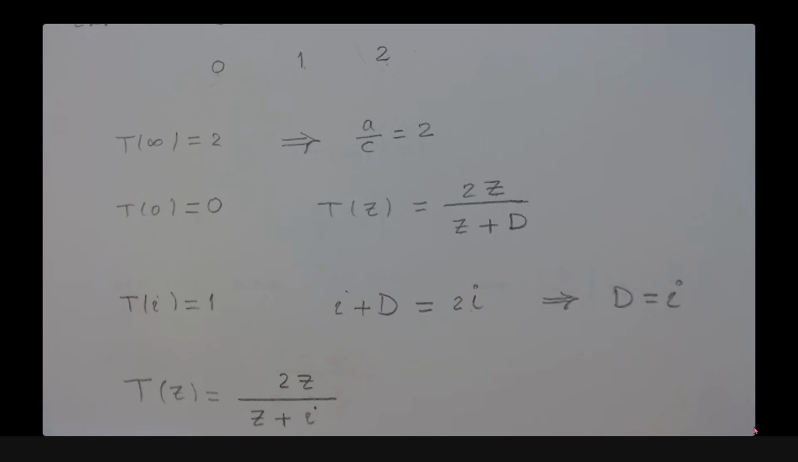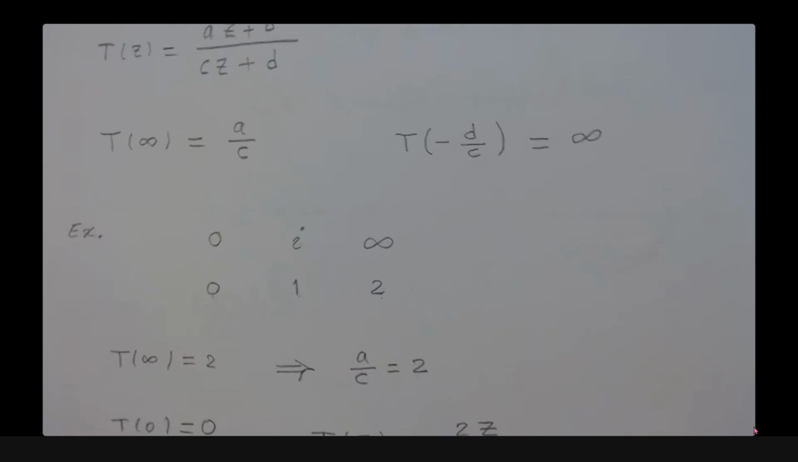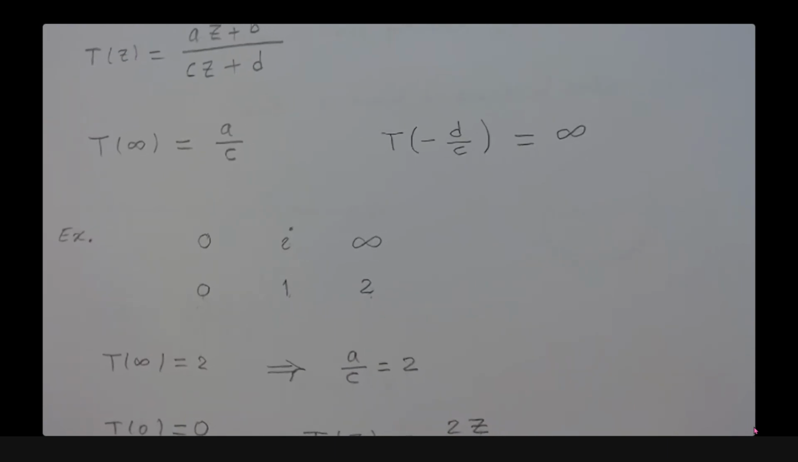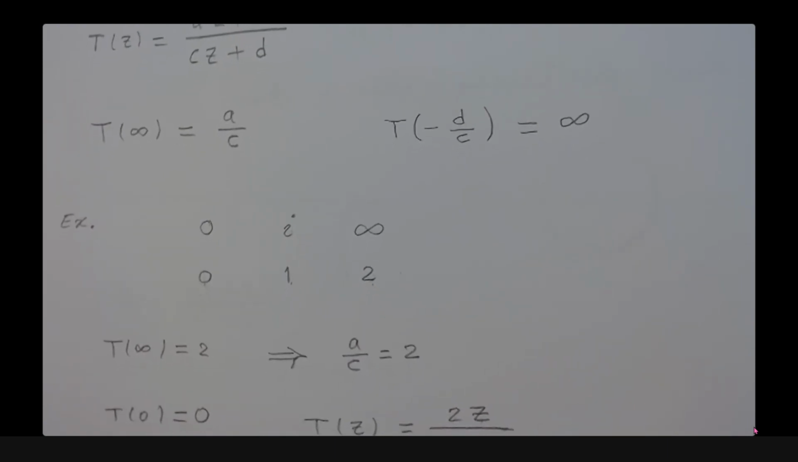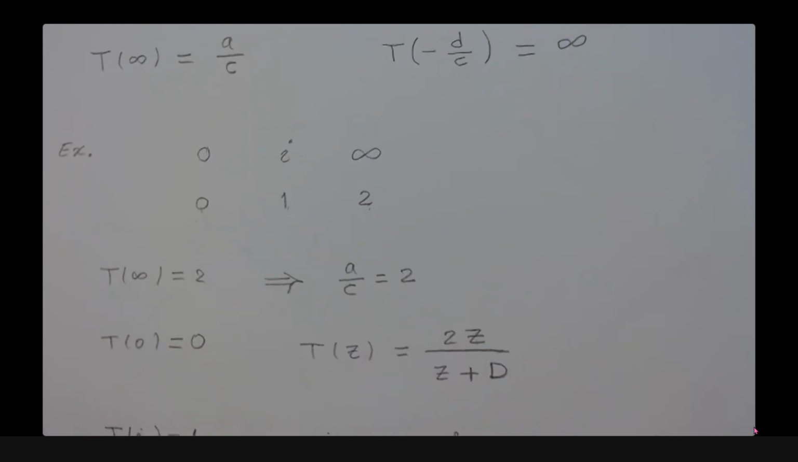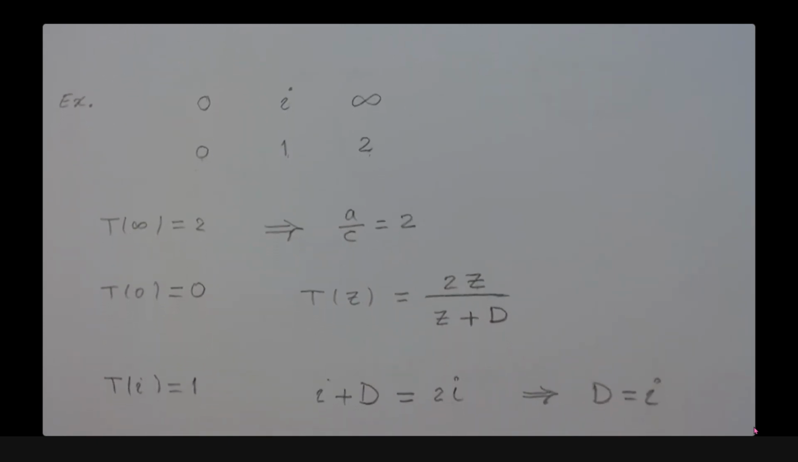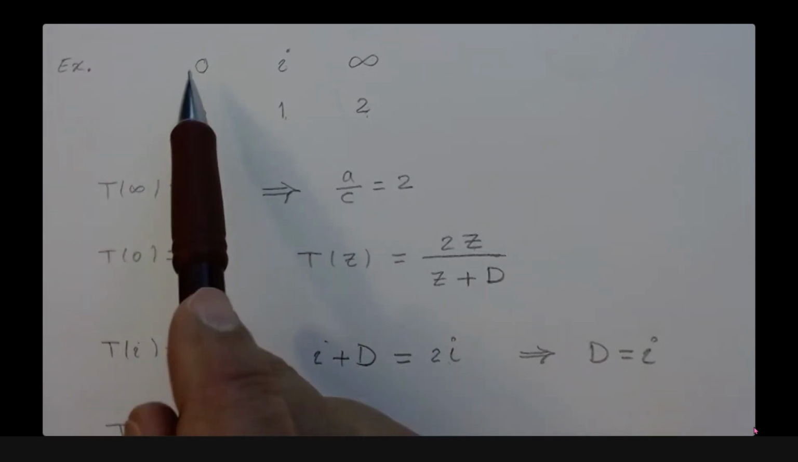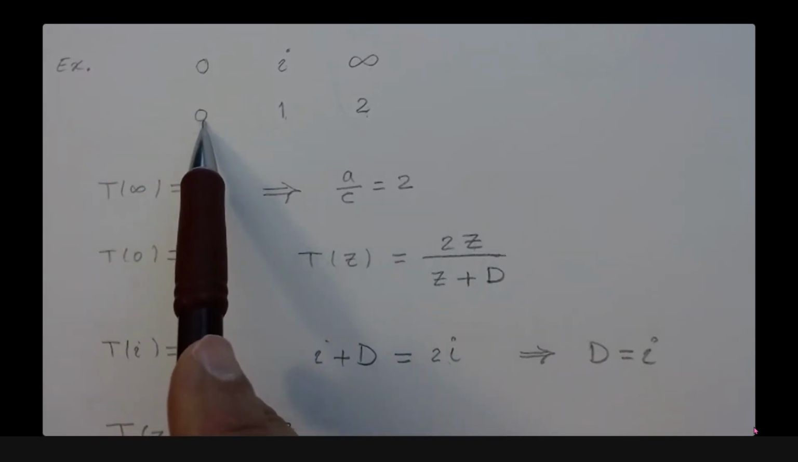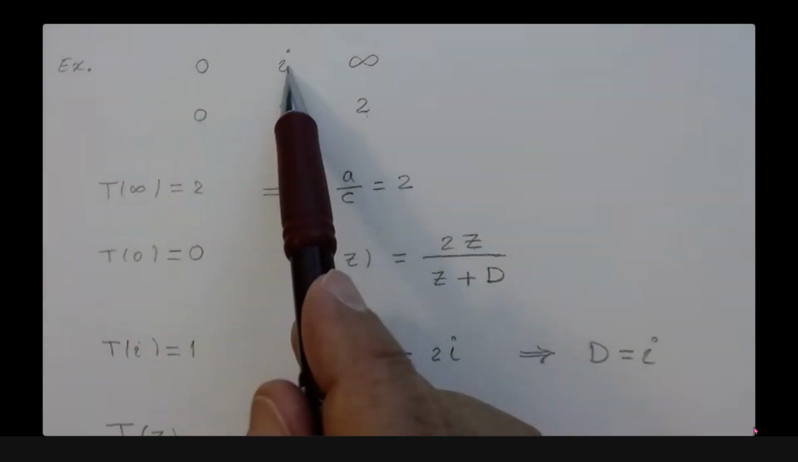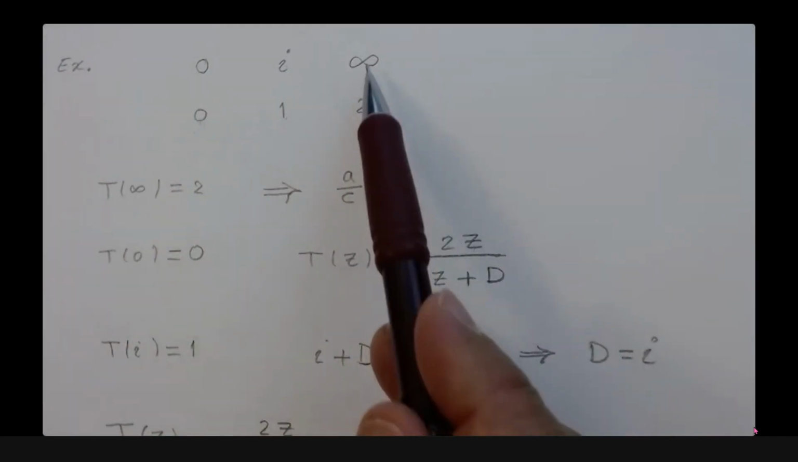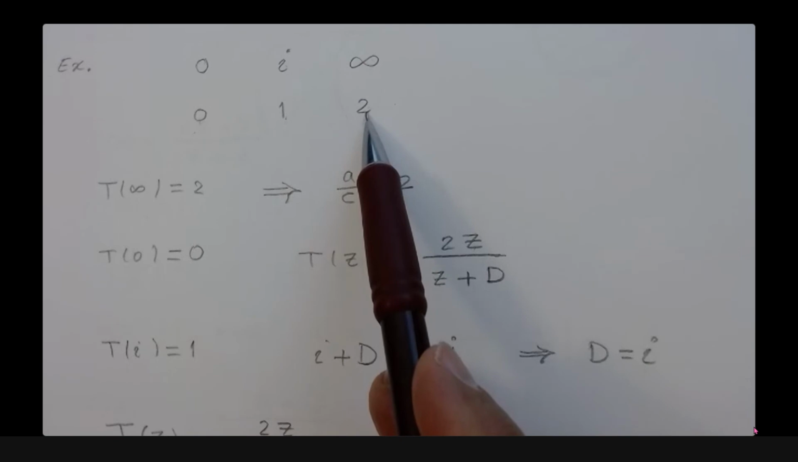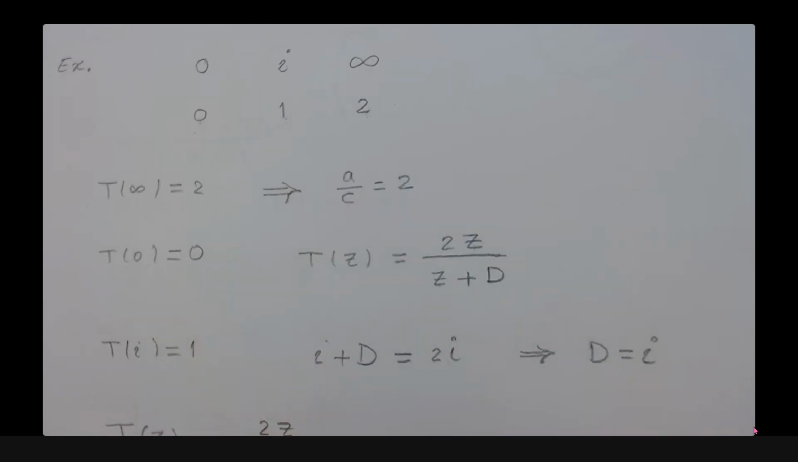Good. Okay, here is the situation. We would like to find a linear transformation that sends 0 to 0, I to 1, infinity to 2.